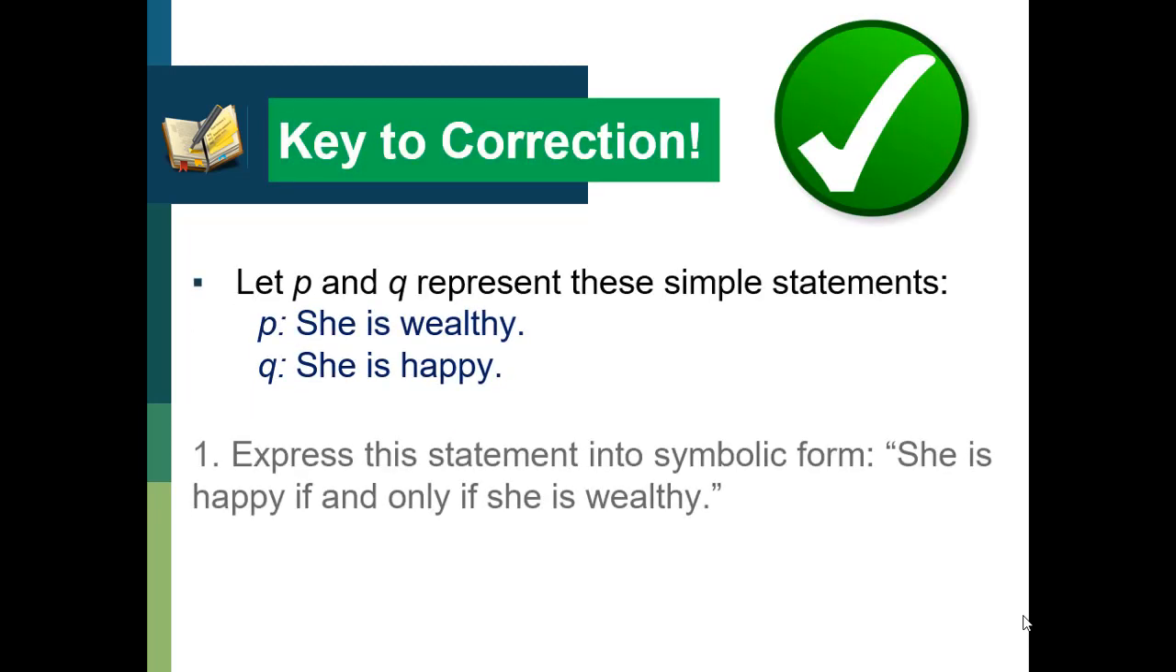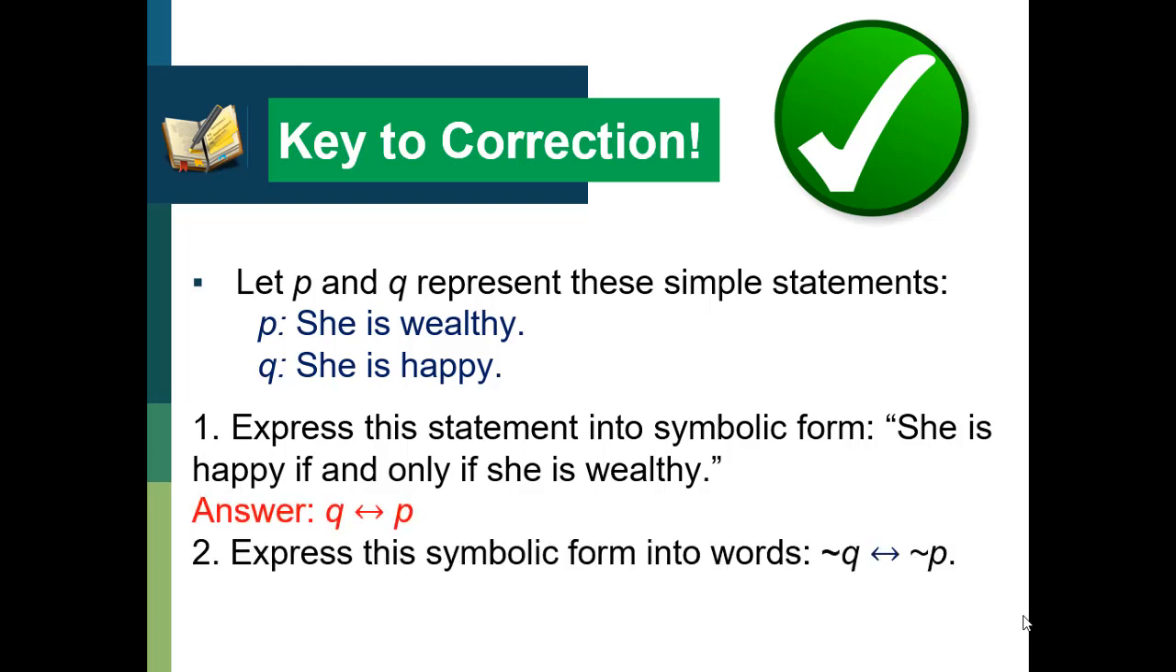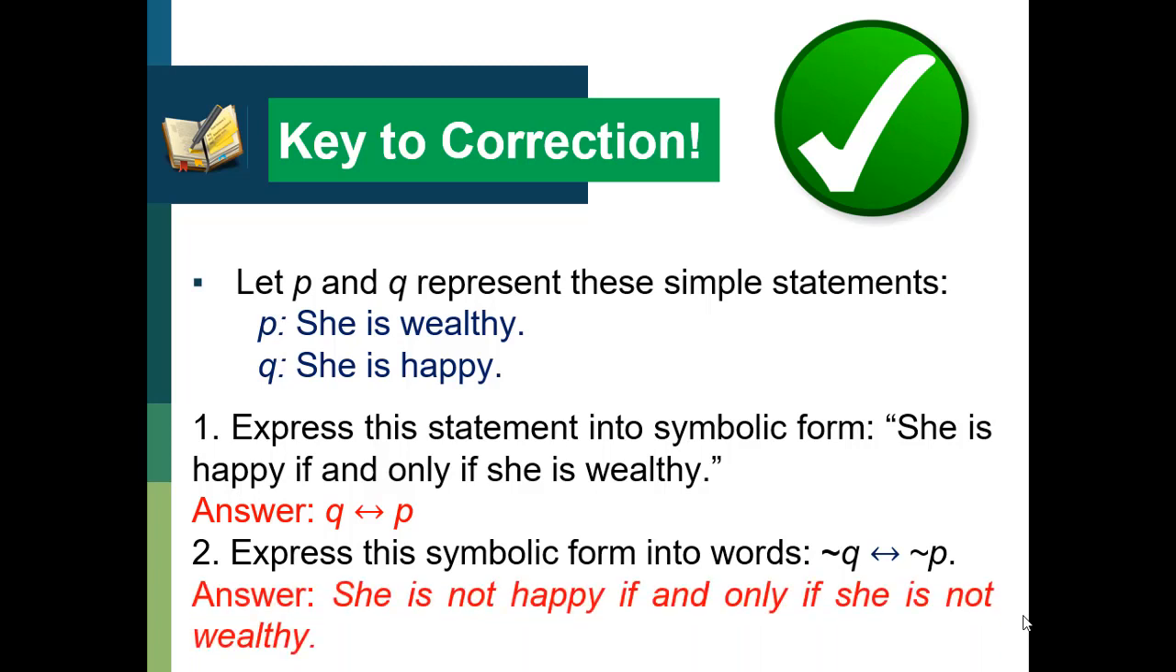Now for the first question, she is happy. You just have to copy the second statement, symbol Q, introduce the symbol for if and only if, and then copy the symbol for the first statement, P. So this is very easy. And for the second question, not Q, that means you just have to negate the second statement, then if and only if, and then negate the first statement. So in words, she is not happy if and only if she is not wealthy. Do you understand it now?